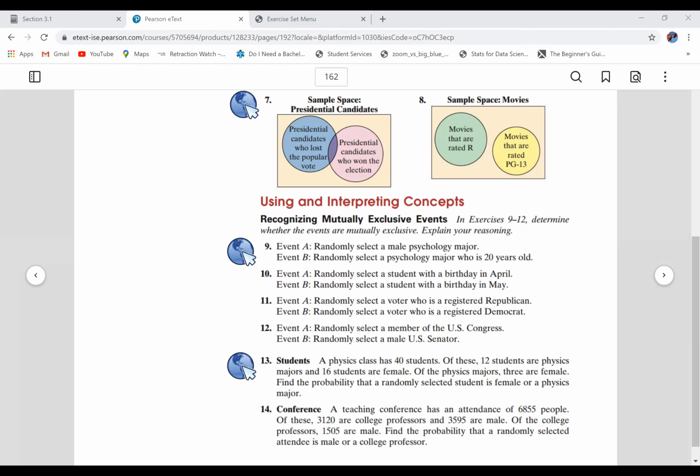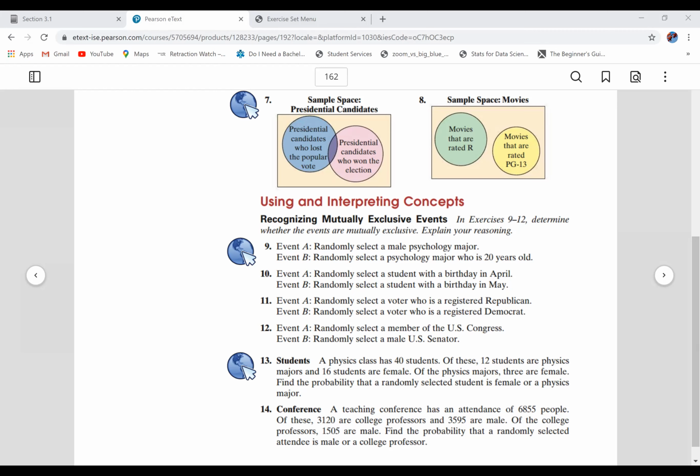Number 11. Randomly selecting a voter who is a registered Republican and randomly selecting a voter who is a registered Democrat. By law in the United States, it can't happen. You cannot belong to two parties at the same time. That's unlawful. It's not allowed by law. So they are mutually exclusive. Can't be a Republican and Democrat at the same time. You will go to jail if they find out.